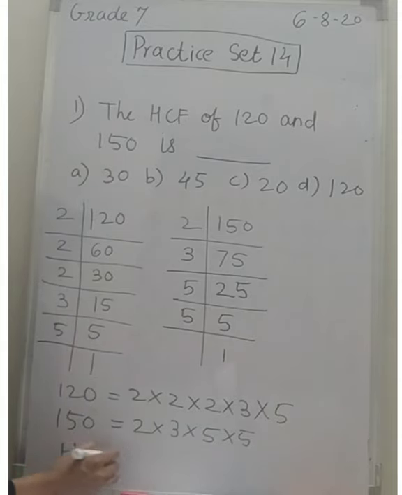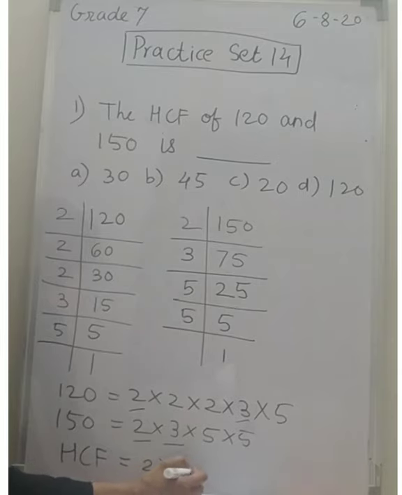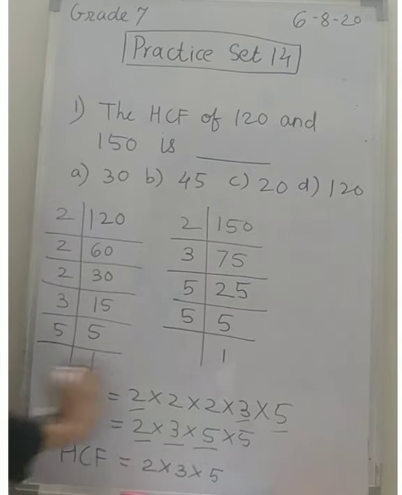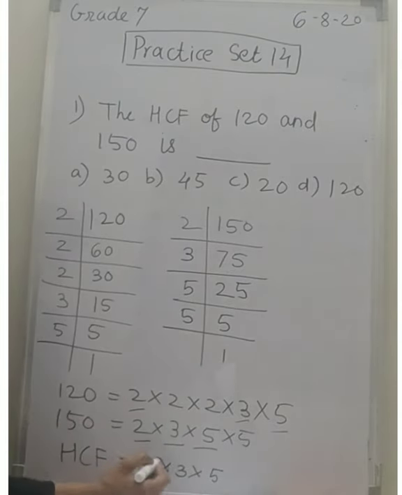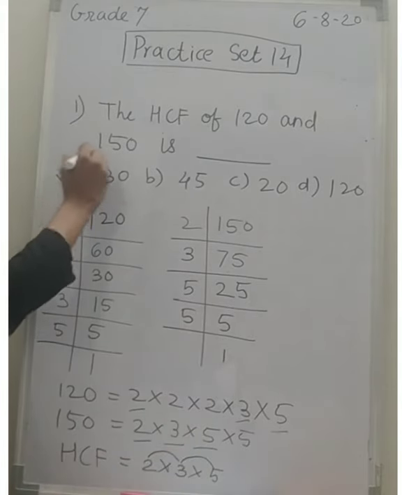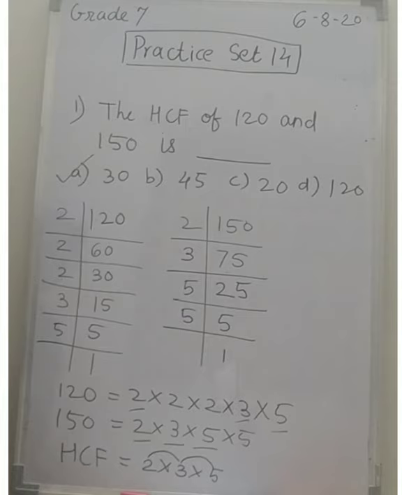HCF is equal to 2, 2. Therefore 2 one time. Okay? 3, 3. So 3 is also common. And 5, 5. So 5 is also common. You don't need to worry about the others, okay? So 2 threes are 6 and 6 fives are 30. So option number 1 is the right option. Okay? Now you will be doing the same for the second question.